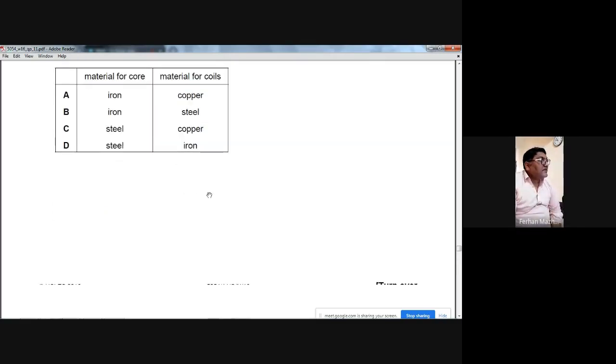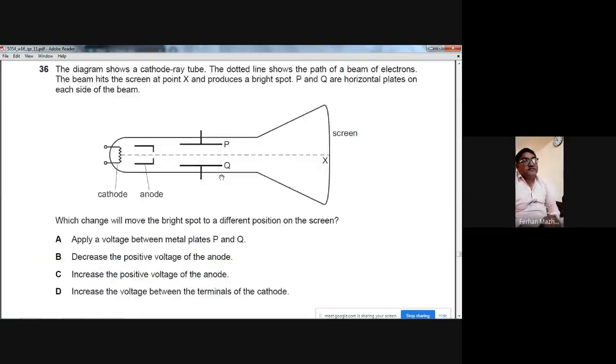Let's see the next question. What does the question say? The question says the diagram shows a cathode ray tube. The dotted line shows the path of a beam of electrons. The beam hits the screen at a point X and produces a bright spot. P and Q are horizontal plates on each side of it. Which change will move the bright spot to a different position on the screen?